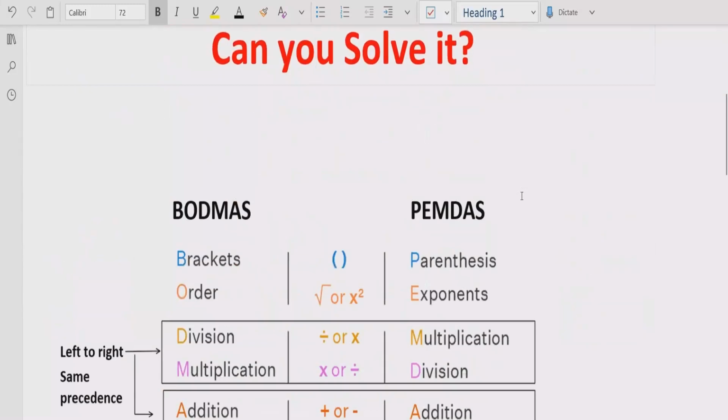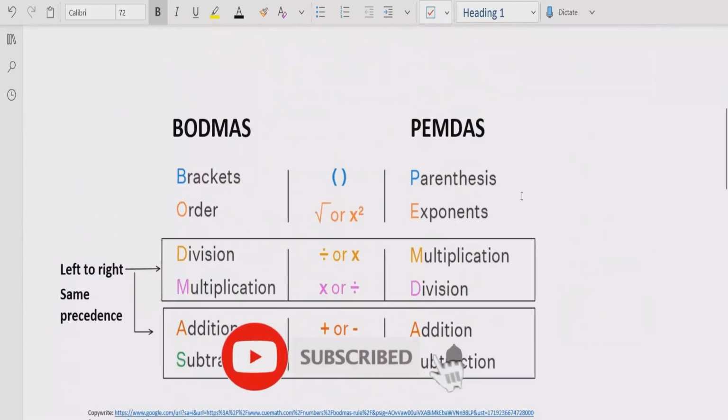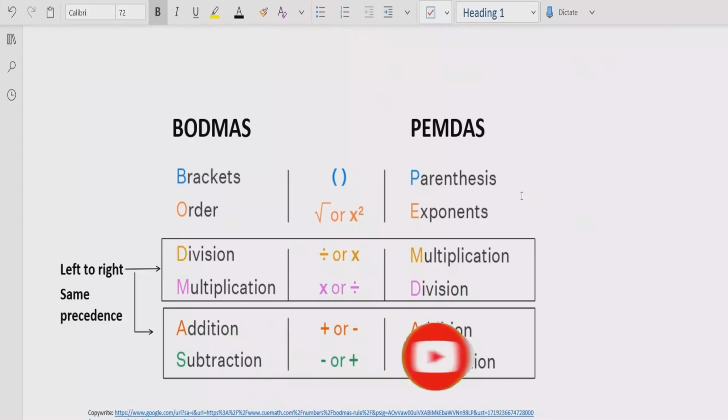Now, let's recall what BODMAS and PEMDAS are. Basically, these are the rules which we can apply to solve the given expression. So, if your arithmetic expression contains any bracket, you have to solve that part first. After the bracket, you have to find the power of any number. If your expression contains any number with a power, you have to solve that part first.